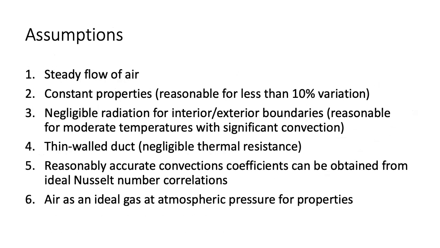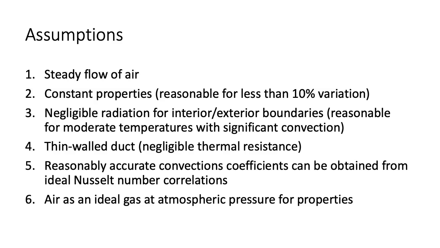Our first assumption for this problem is steady flow of air through the duct and outside the duct in the engine compartment. Our second assumption is constant properties for the air inside the duct at the mean fluid temperature and outside the duct at the film temperature, which will be defined later. Our third assumption is that there is negligible radiation for the interior and exterior boundaries. This is a reasonable assumption for moderate temperatures combined with significant convection at the boundaries.